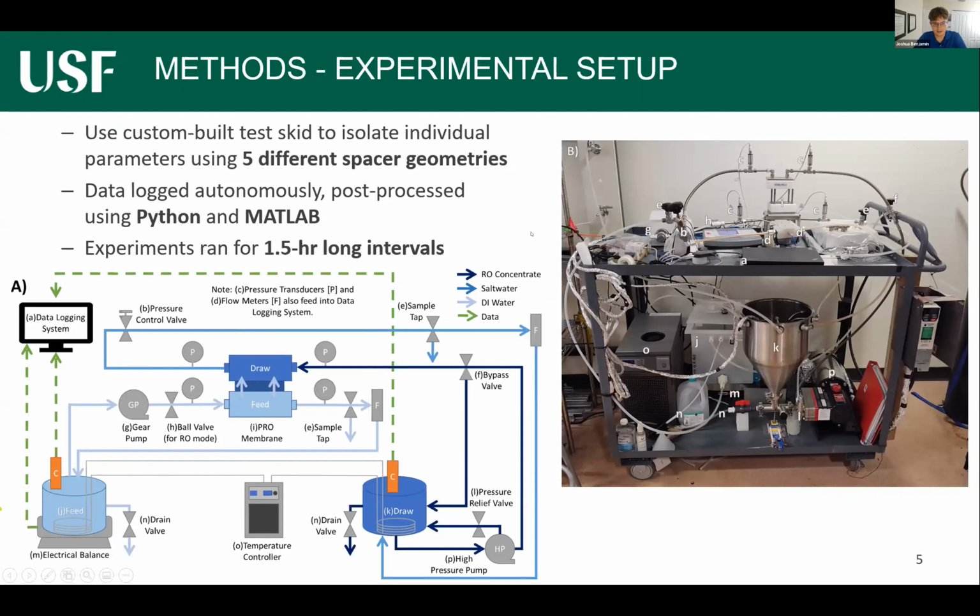And you can see in graphic A, where the system had a feed tank, which is the low salinity side, and a draw tank, which is the high salinity side. Everything ended up flowing into the membrane system, which has the water flowing from the feed side to the draw side. And then everything was connected with pressure sensors, conductivity sensors, a temperature controller, as well as electrical balance. So there's a lot of data that was generated from this skid and was able to be fed into the processing scripts that we created.